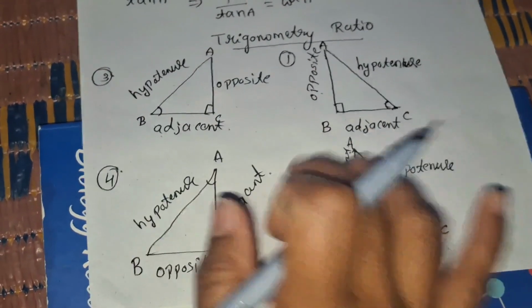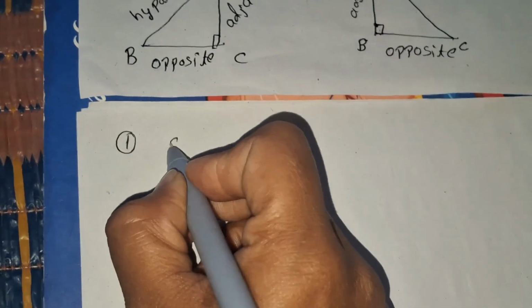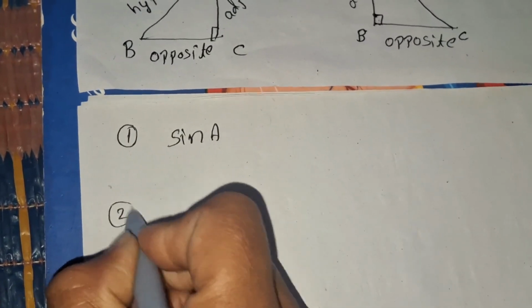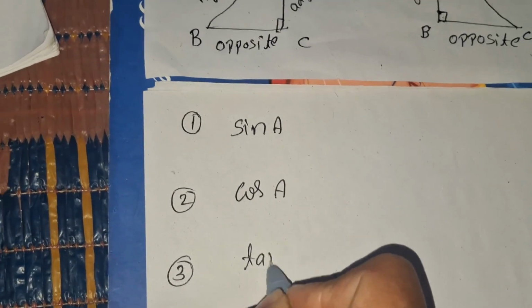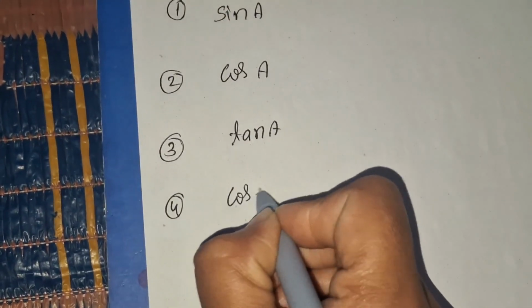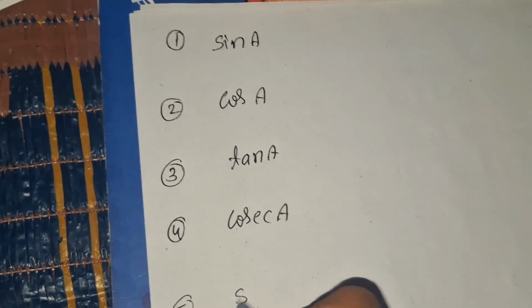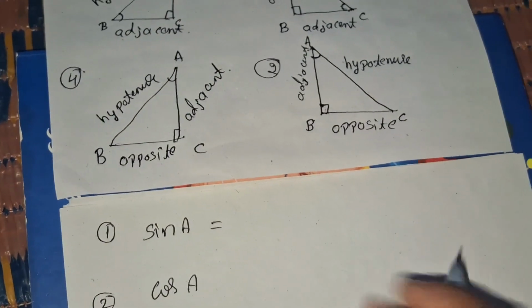So next, using these trigonometry ratios, how do we find these 6 ratios? First one, sine of angle A. Second one, cos of angle A. Third one, tan of angle A. Fourth one, cosecant angle A, secant angle A, cot of angle A.